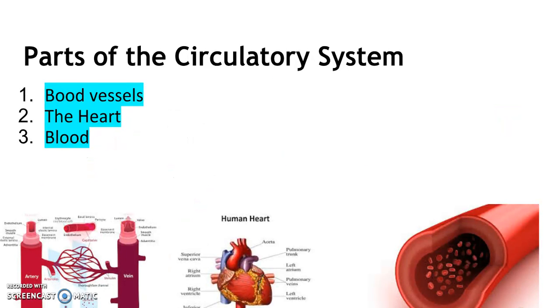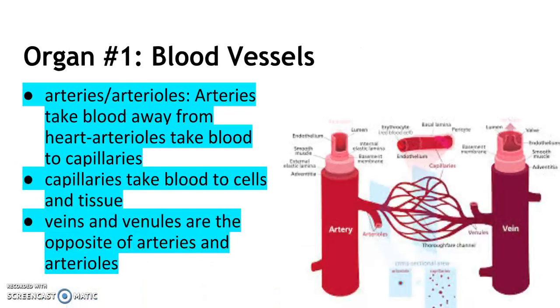3 parts of the circulatory system would be the blood vessels, the heart, and the blood. This will be your next column. Write this down. These are 3 things you need to know about the circulatory system. Okay, I'll go through these pretty quick.